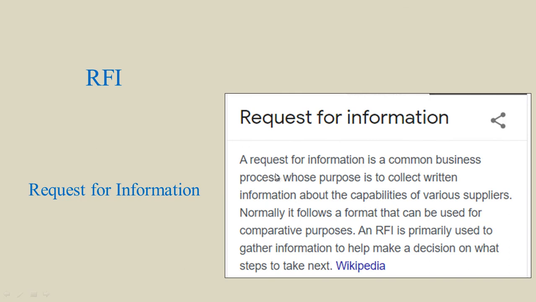RFI, Request for information. A request for information is a common business process whose purpose is to collect written information about the capabilities of various suppliers. Normally it follows a format that can be used for comparative purposes. An RFI is primarily used to gather information to help make decisions on what steps to take next.